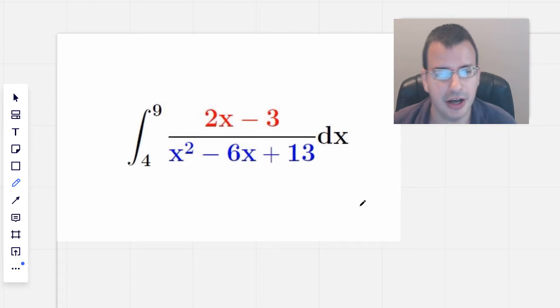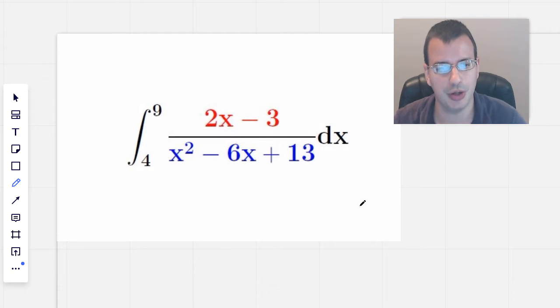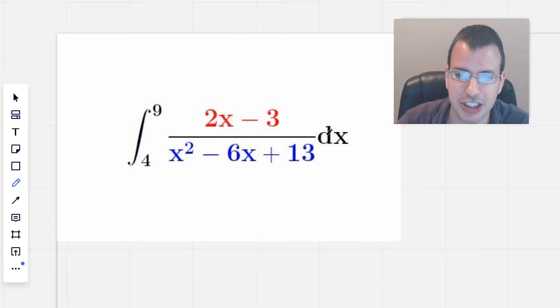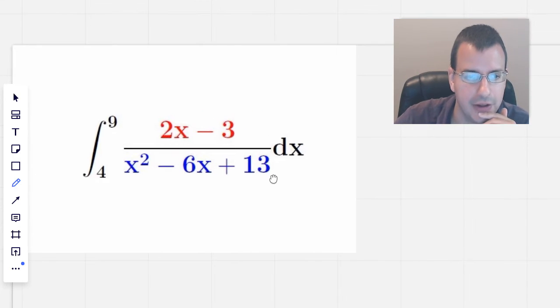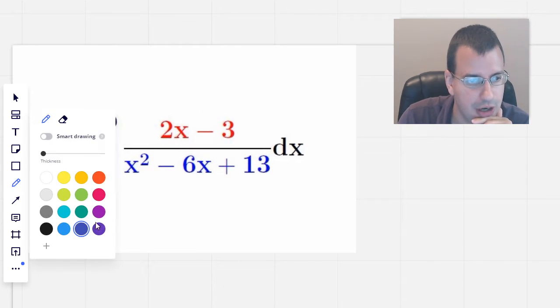Integral from 4 to 9 of (2x plus 3) over (x squared minus 6x plus 13). Okay, so it looks like there's a lot going on here.